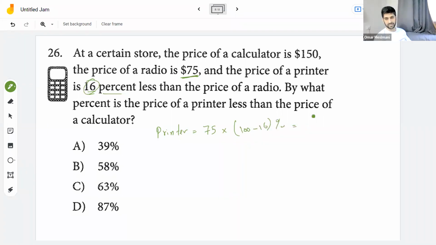In this case, you're going to calculate using the calculator what is the price of the printer. Again, if you want to use something else, you can take the 75, multiply by 16%, get the answer, then subtract that answer from 75, and that's the answer. So what is the answer I have here? Anyone? 63. All right, so this is the price of the printer.